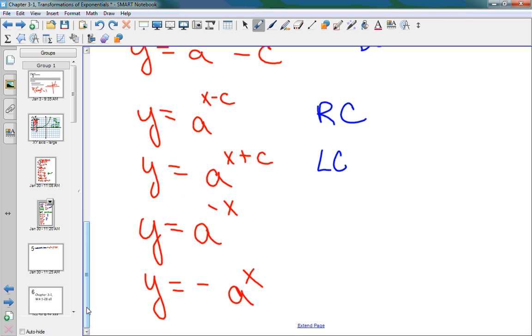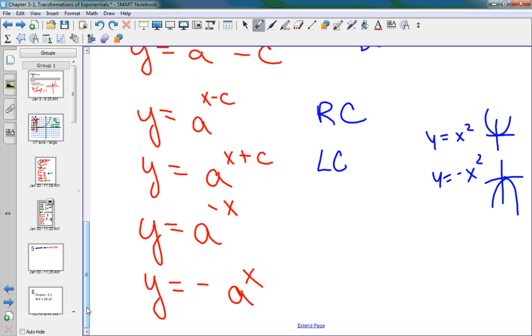If I have negative a to the x, what is that actually? Isn't that negative 1 times a to the x? If I had y is equal to x squared, that's going to look like this function right here, correct? If I had y is equal to negative x squared, what does that look like? It's flipped over the x-axis. So what do you think is going to happen to y is equal to negative times a to the x?